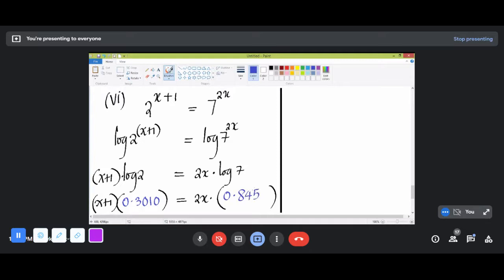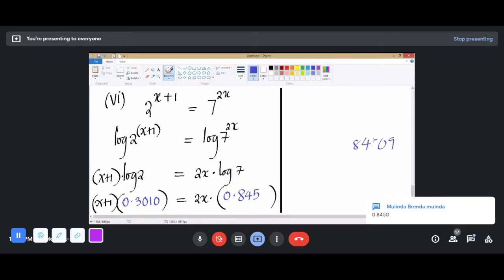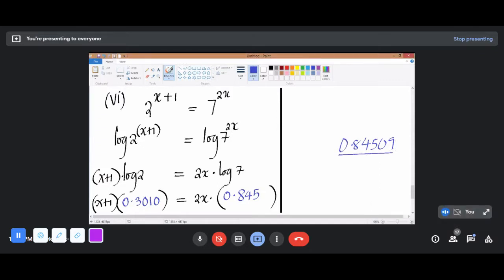0.8450. After 0, what's the next digit? 0.88450. Round off to 4dp. What's the next digit after 0? Someone should be able to round off. It's beyond 5.